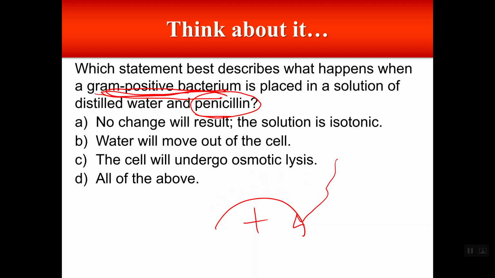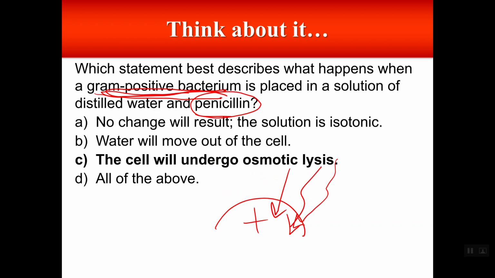outer layer, and now we have water rushing in with no structural integrity reinforcement from the cell wall. We would actually see the cell having so much water come in that it will rupture, and that is referred to as osmotic lysis. So via osmosis, water rushes in and then causes the cell to rupture.